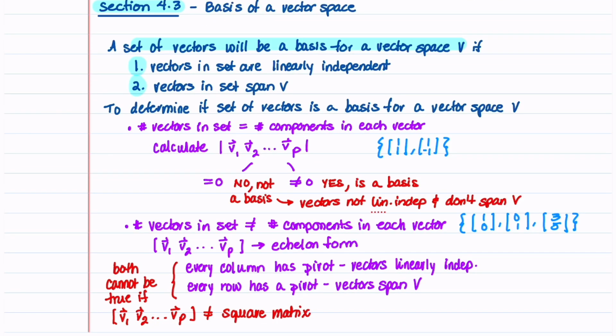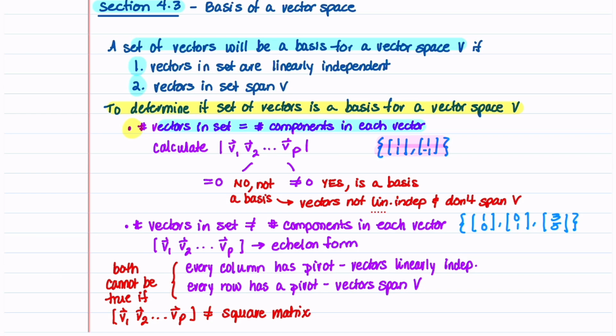I now wrote down what we need to do in practice to determine if a set of vectors is a basis for a vector space. There's two different things you can do. The first thing you can do applies if the number of vectors in your set is equal to the number of components in each vector. I gave you an example what this might look like. Here we have two vectors and each vector contains two components.